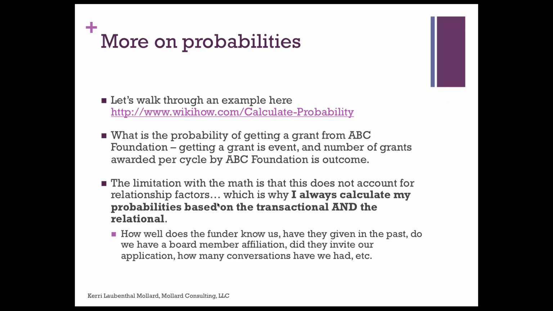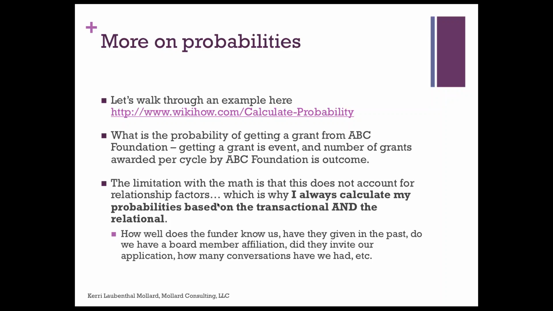But here's the limitation with this math. I don't want you to think this math has to be super complicated. The difference in calculating the probability of pulling a red marble out of the jar is that there are no variables. There are X number of marbles in the jar, your odds of picking a red one equal Y, and there's no variation. But when we try to use probabilities with grant writing, this math does not account for the relationship factors.